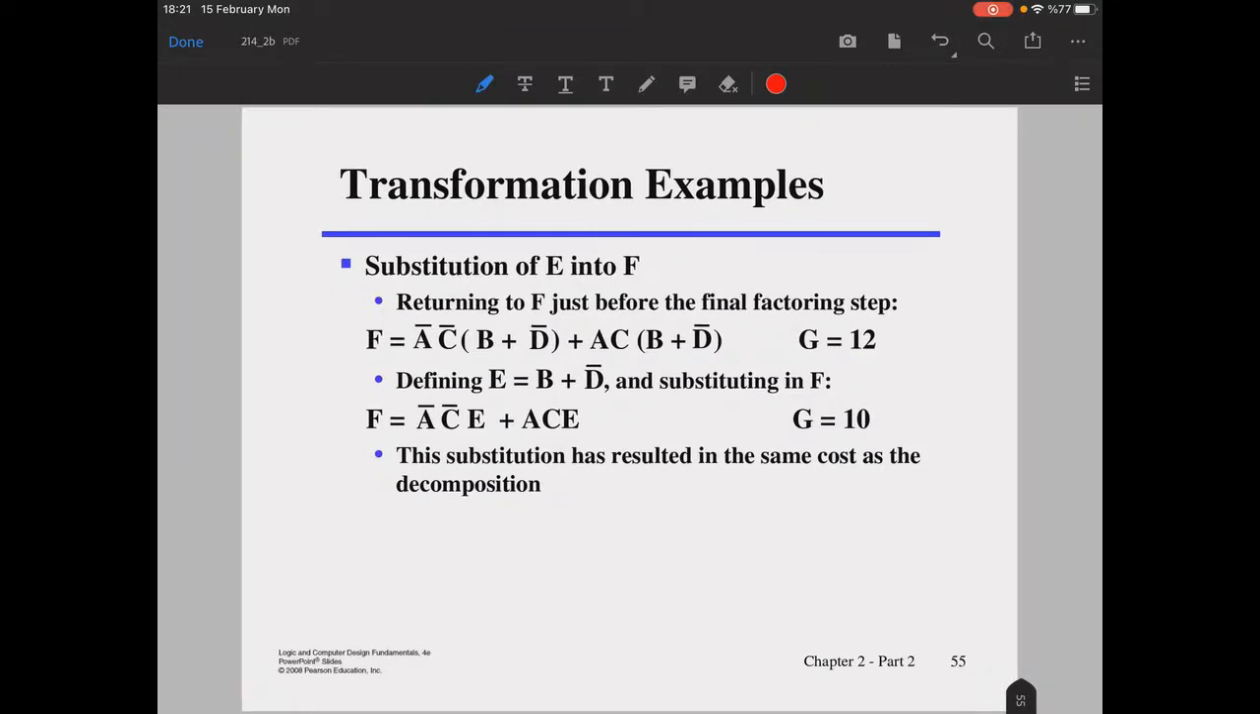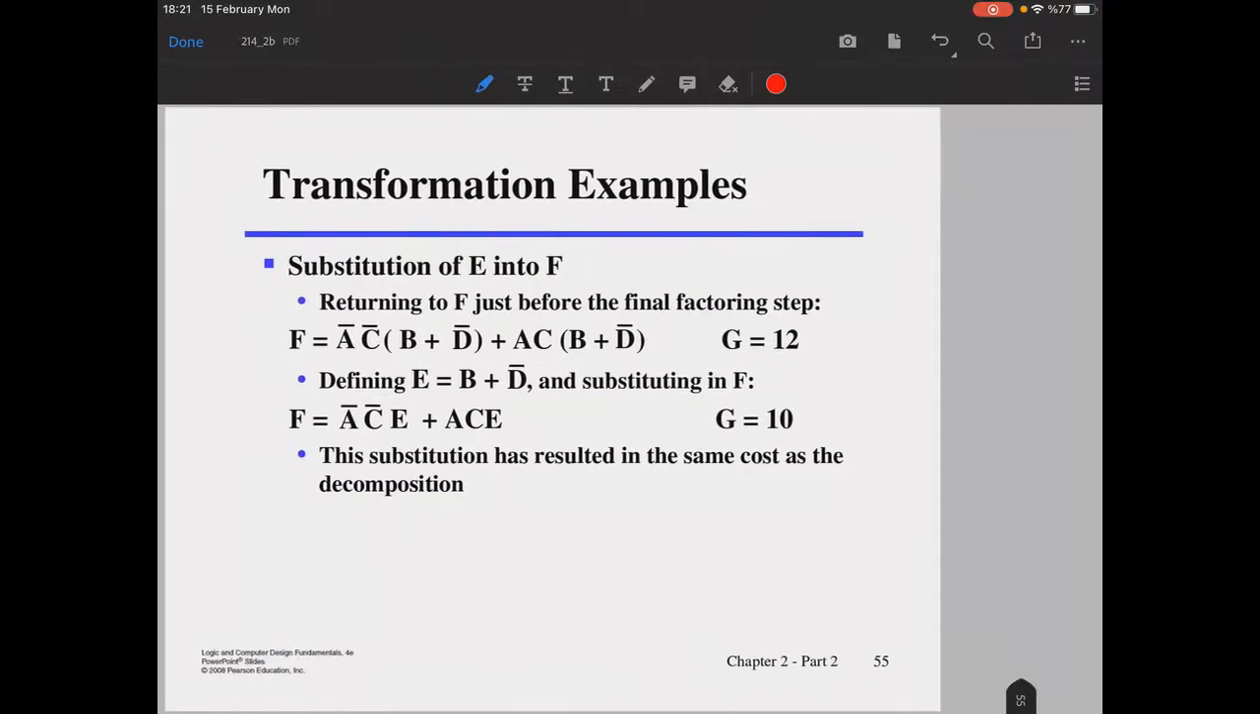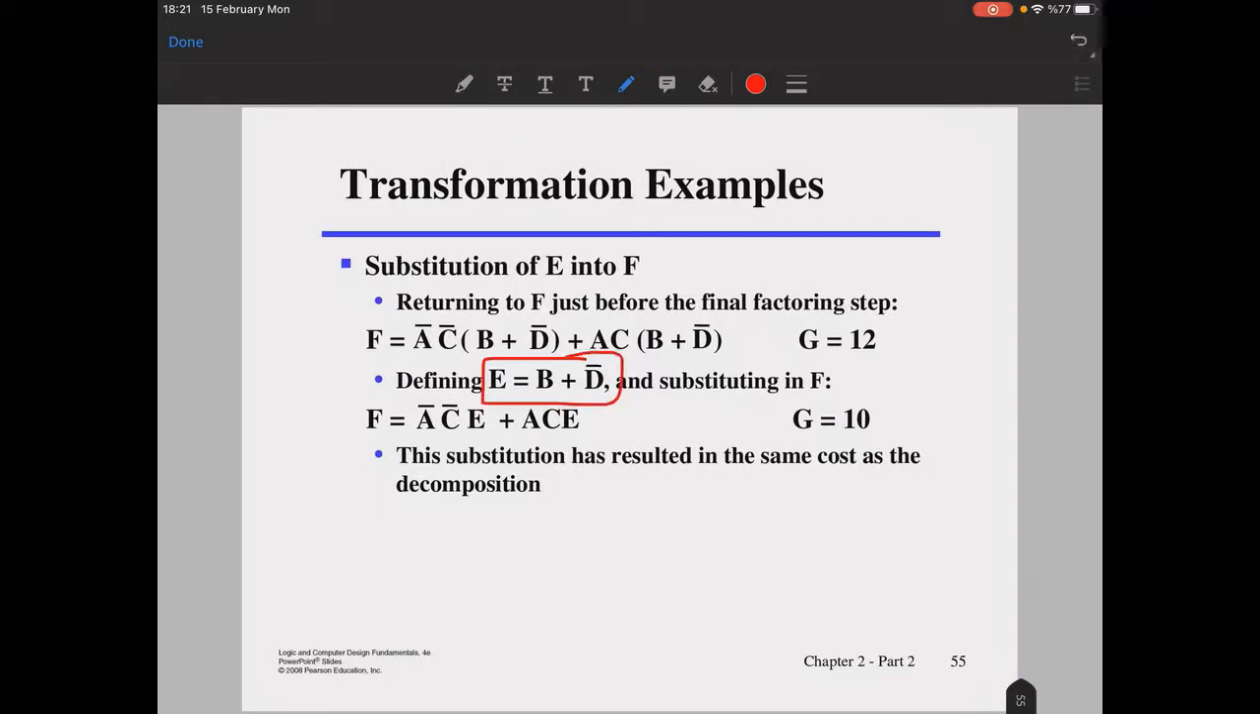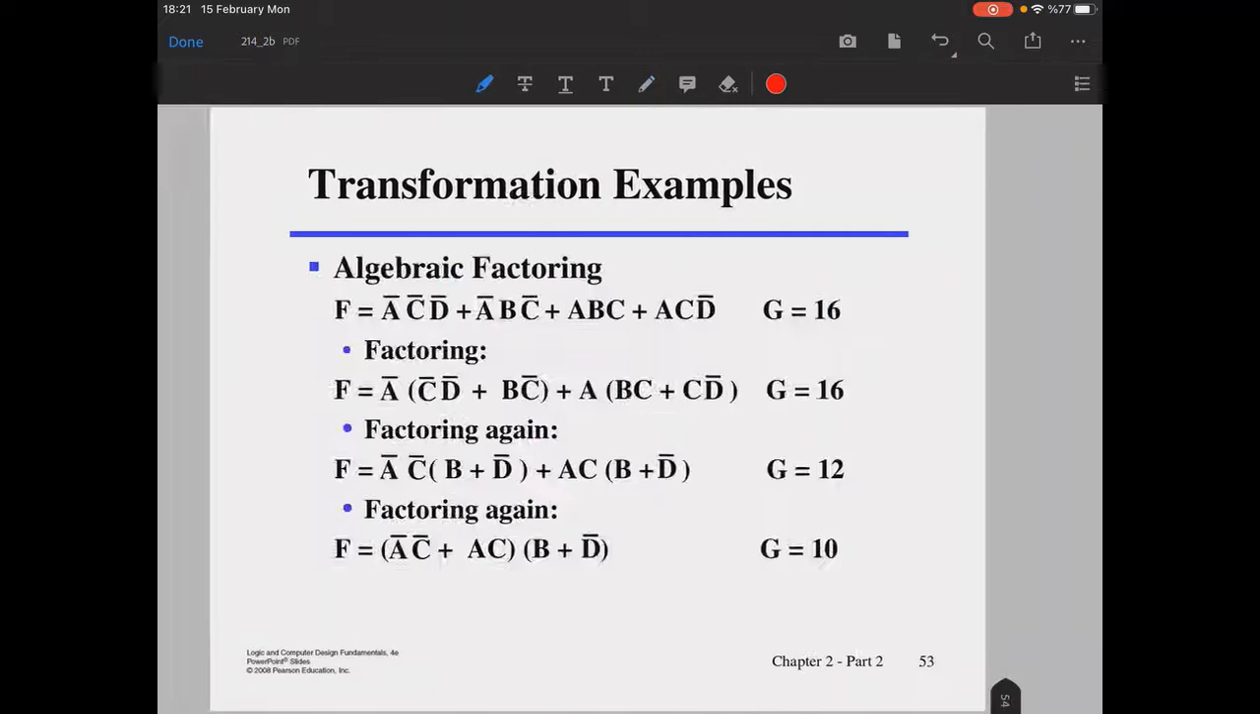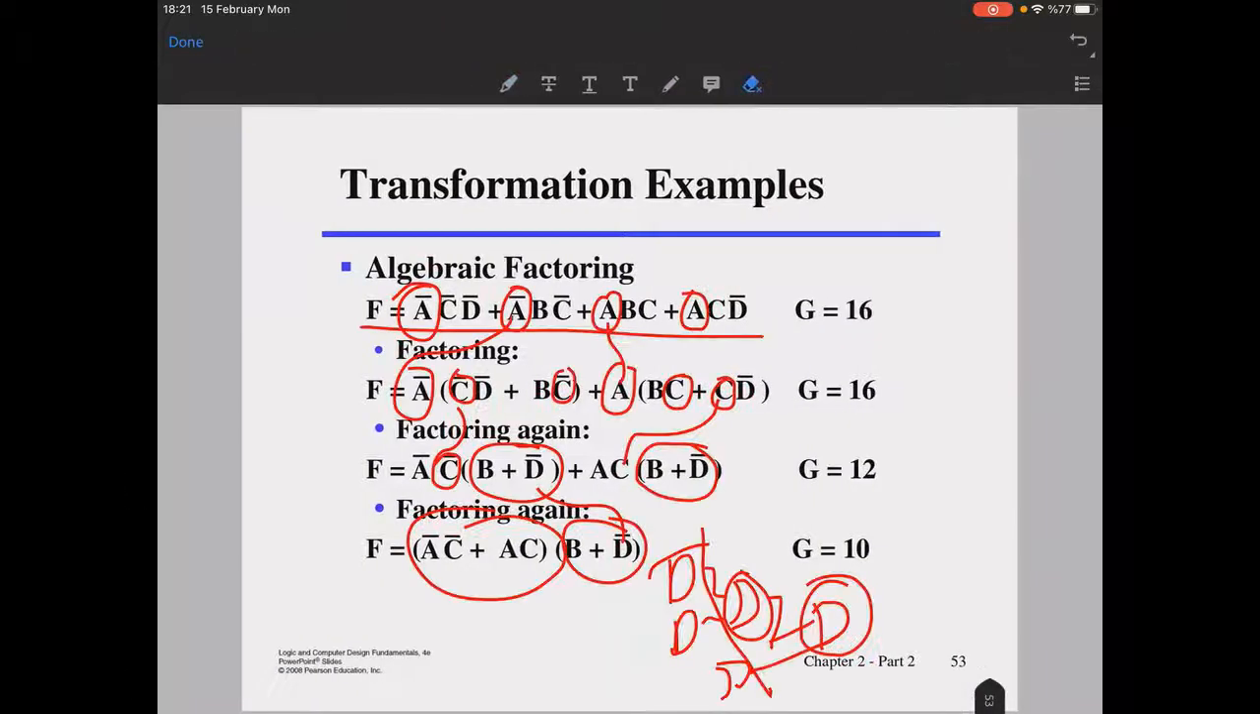And let's take a look at substitution. Substitution is just using the same block in different parts of the circuit. Since you have E defined here like this, you use this block in different parts of the circuit like this. See, it is called substitution. All costs are the same, 10, and it's reducing our original 2-level cost from 16 to 10 in those transformation examples.